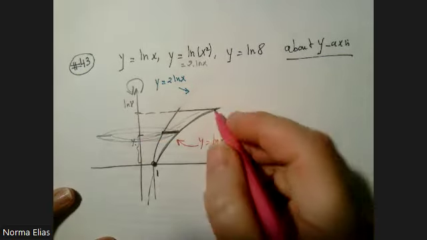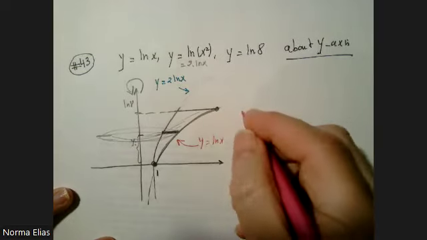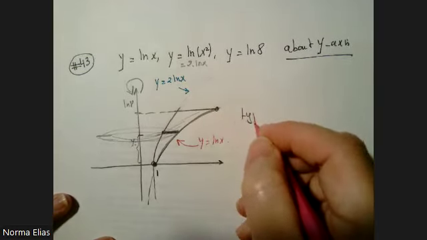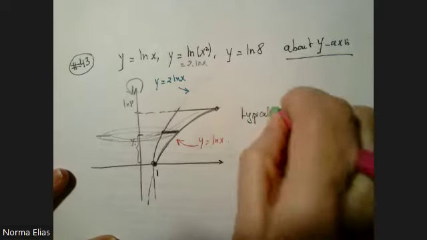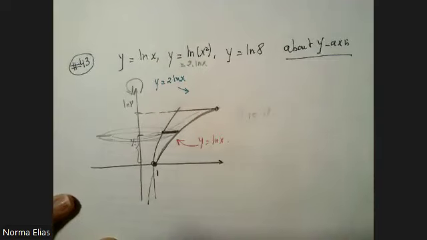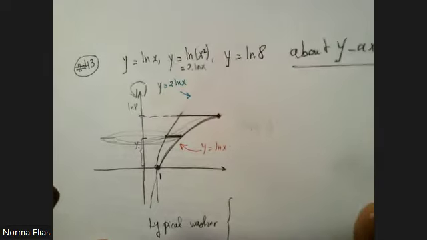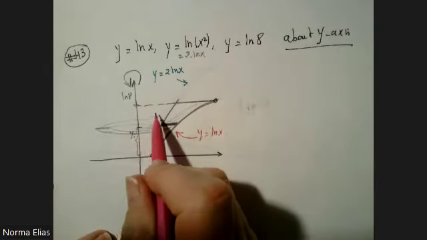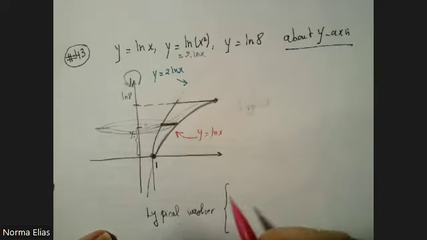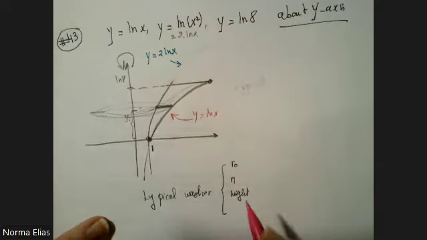Actually, let me write it down here. Typical washer. Since it's a washer, because we're not touching the axis of rotation, there is a big hole in here. That's why we know it's a washer. We need the outer radius. We need the inner radius. We need the little height, which makes it a volume, and then the volume of a typical washer.